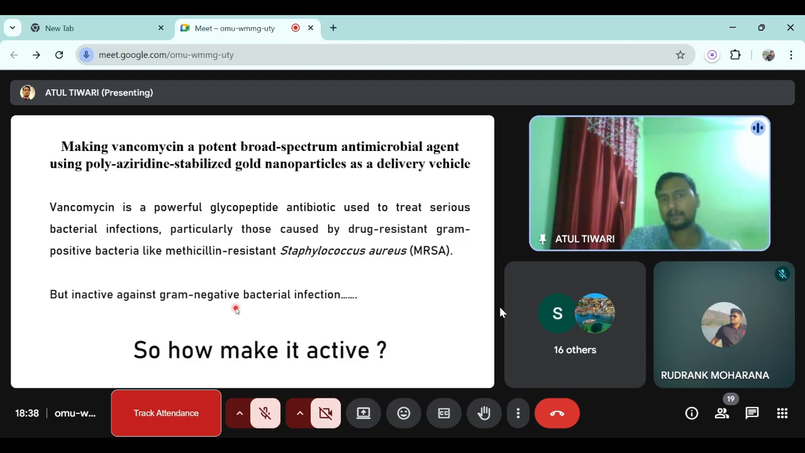The major challenge in treating gram-negative bacterial infection with vancomycin is the presence of the outer membrane layer just above the peptidoglycan layer. That outer membrane layer protects the cell from vancomycin entering and limits the accessibility of vancomycin to the peptidoglycan layer. So how can we make it active? The question arises: how can we make vancomycin active against such gram-negative bacterial infections?